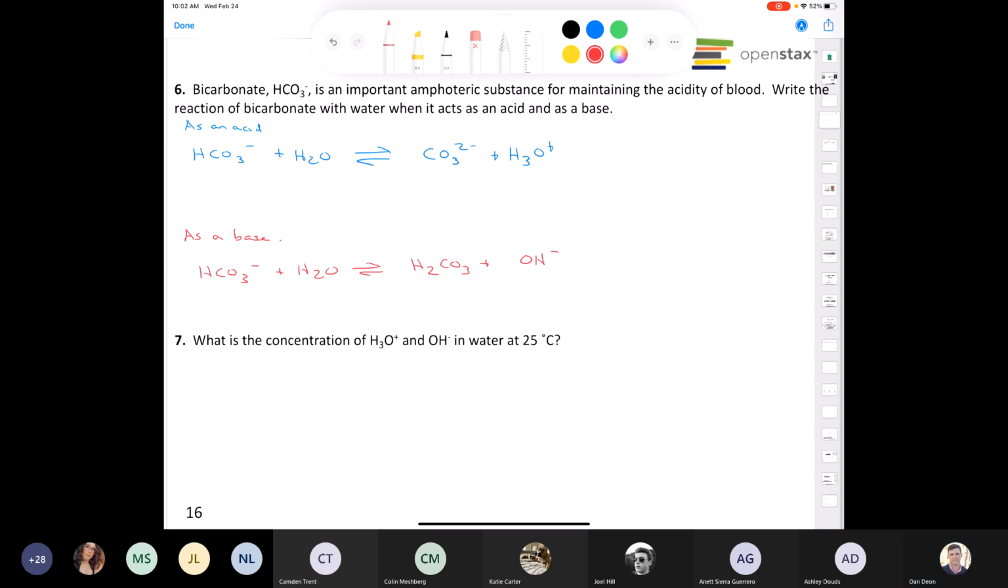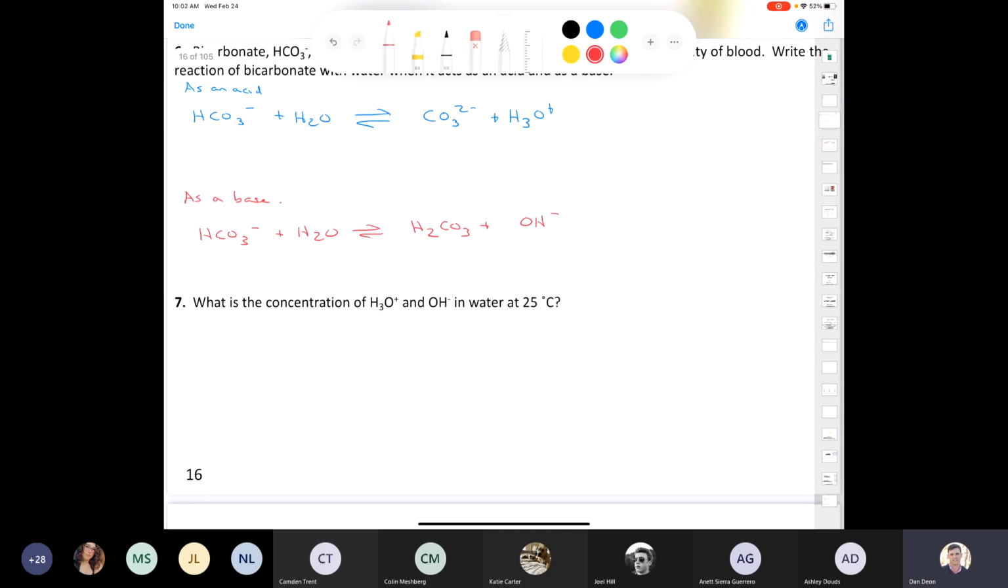Okay. Next question says, what's the concentration of hydronium and hydroxide in water at 25 degrees Celsius? We saw this expression a couple of slides ago. Kw, for the autoionization of water at 25 degrees Celsius, concentration of hydroxide times the concentration of hydronium, is equal to 1.0 times 10 to the negative 14.